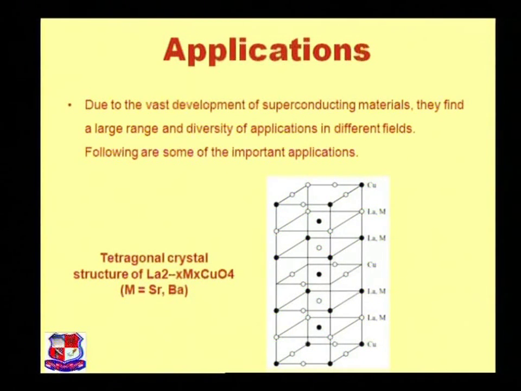In this structure, the black ion is La2. Here La means the rare earth ion, M is any superconducting material, and copper oxide. This is a tetragonal crystal structure.